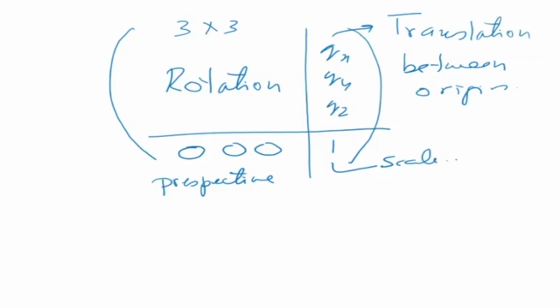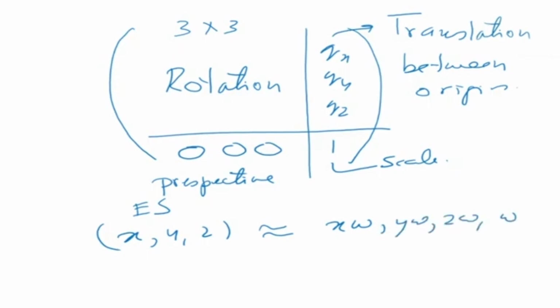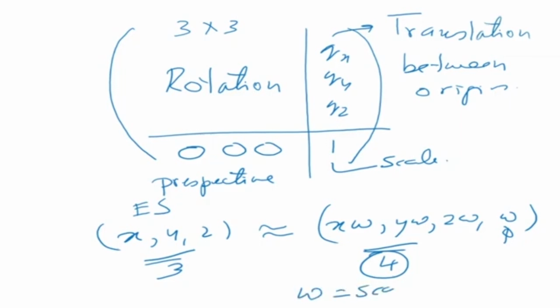Okay, now what we basically did was that I took a coordinate x, y, z in Euclidean space, and converted that into homogeneous space by multiplying that with a scale parameter. So x into w, y into w, z into w, and w. So this is 3, this has become 4 simply by adding that one parameter w, which is called scale.